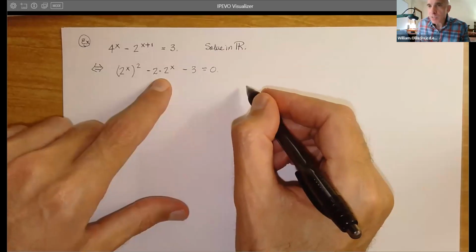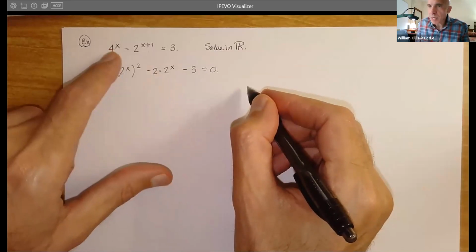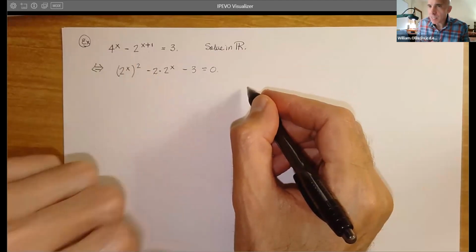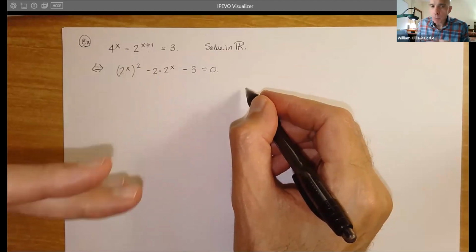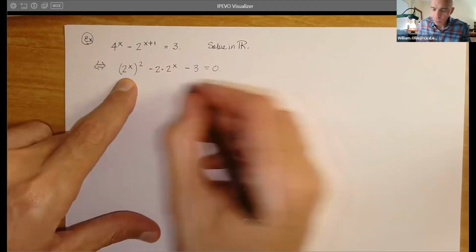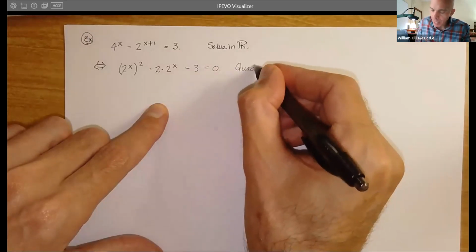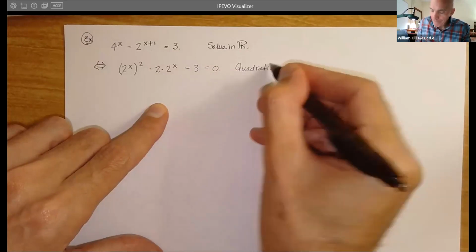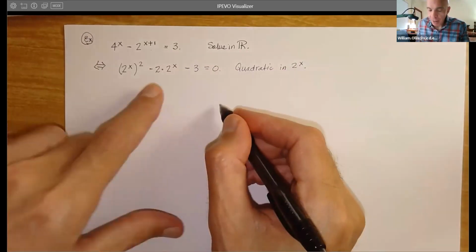So this gives us a problem like we had before, but it wasn't written in a very convincing way. That is, we had what we needed, but we didn't have to do this much work to it. So now we can see when we look at this, we see again of a similar nature, quadratic in 2 to the x.